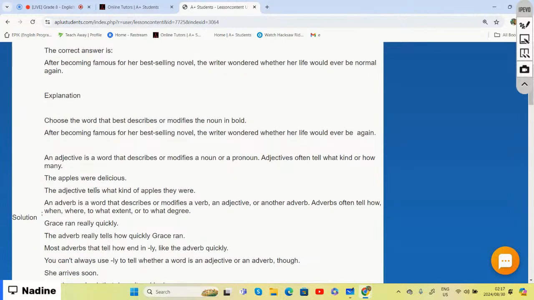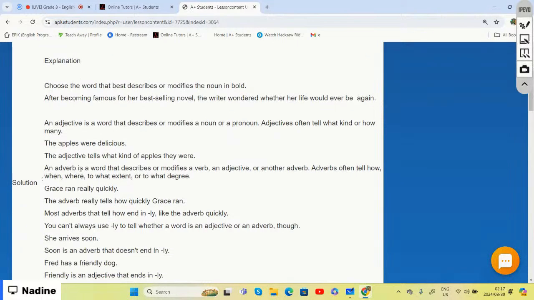So we said that an adjective is a word that describes or modifies a noun or pronoun. And we also said that when it comes to adjectives, they will tell us either what kind or how many.